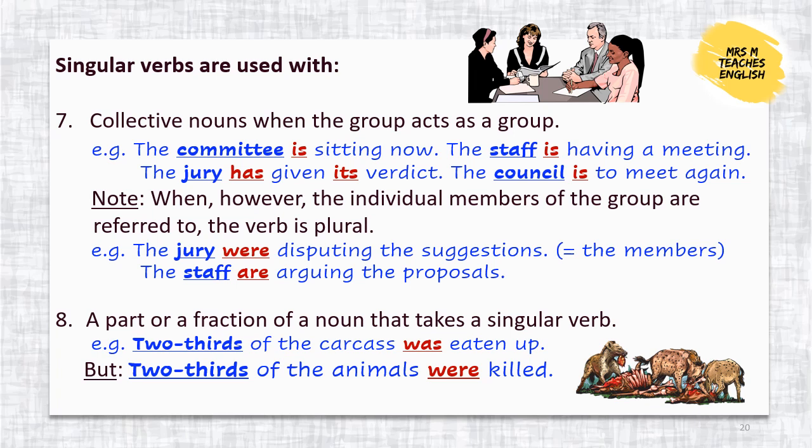Collective nouns can be tricky. If we use them to refer to one thing, for example, a flight of stairs, then we use a singular verb. Look at the examples on the slide. If I say that the jury has given its verdict, then I'm referring to one jury, a single jury. But if I say the jury were disputing the suggestions, then I'm referring to the individual members of the jury. In other words, plural. Singular verbs are also used with fractions when the meaning is clearly singular.